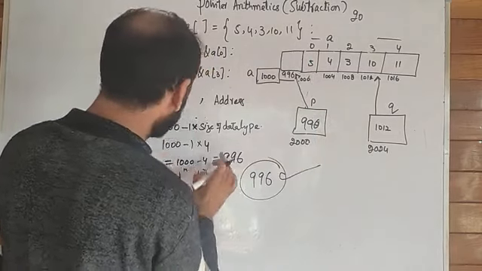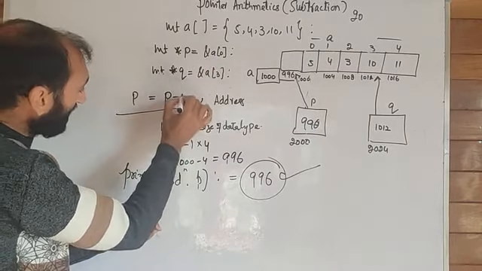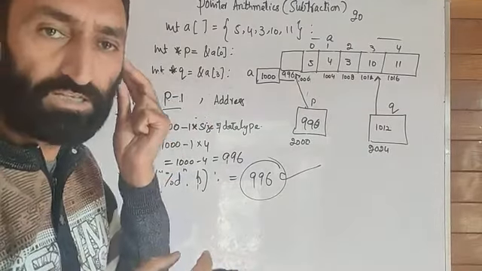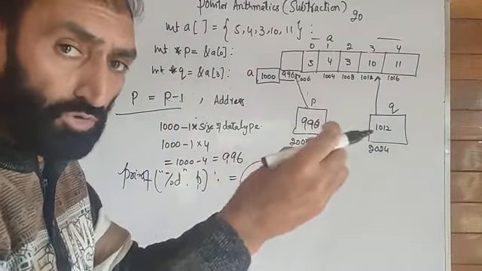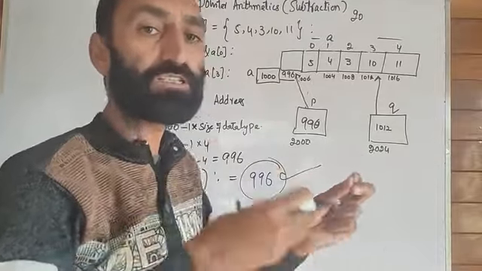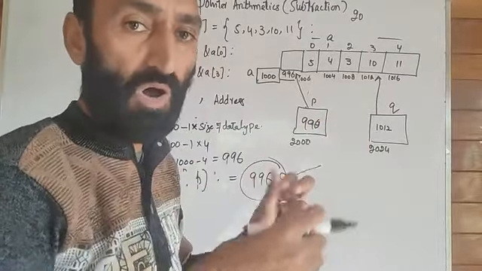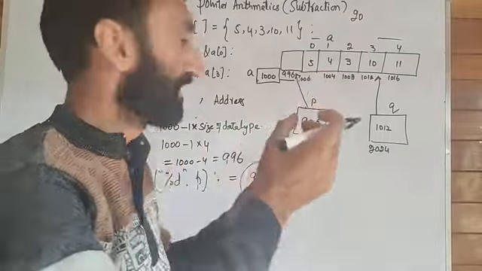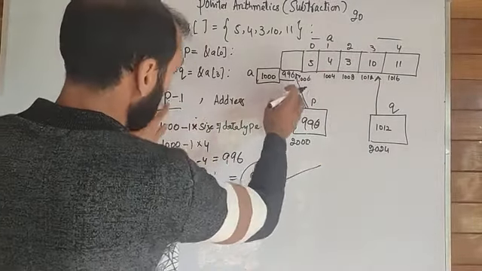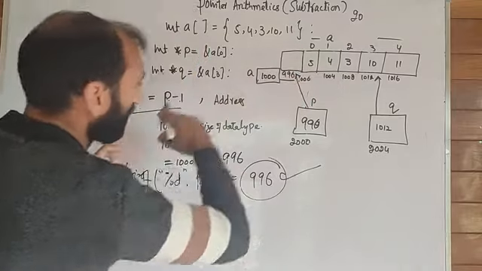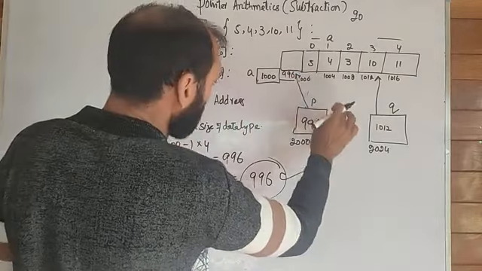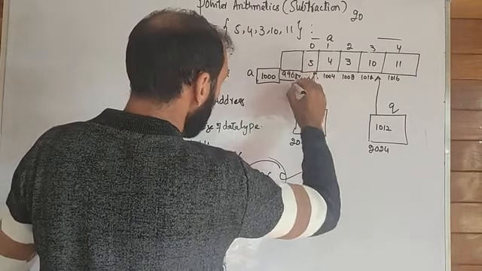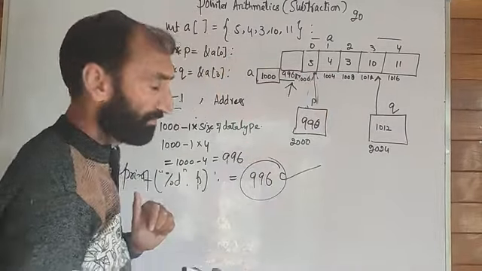So when I subtract integers from the pointer variable, the addresses are going to be returned. P minus 1 moves the pointer location backward.